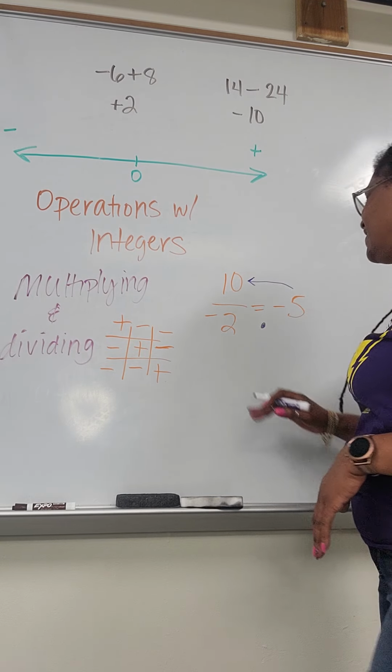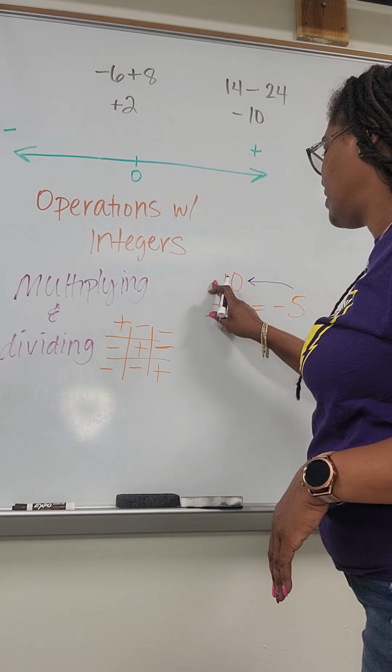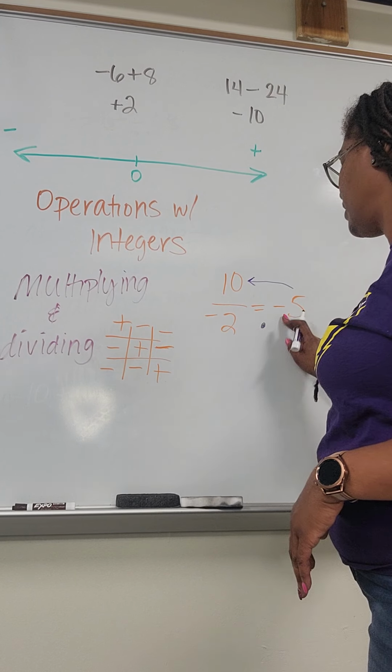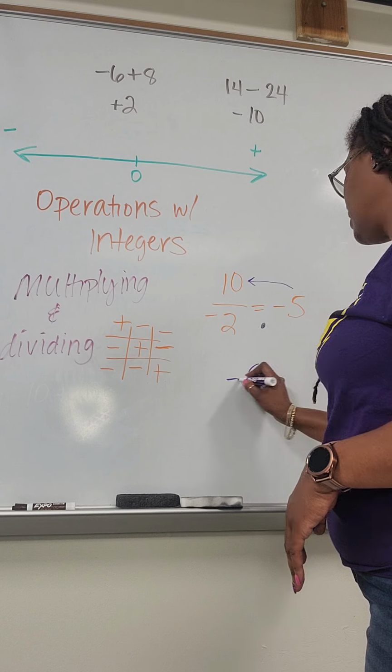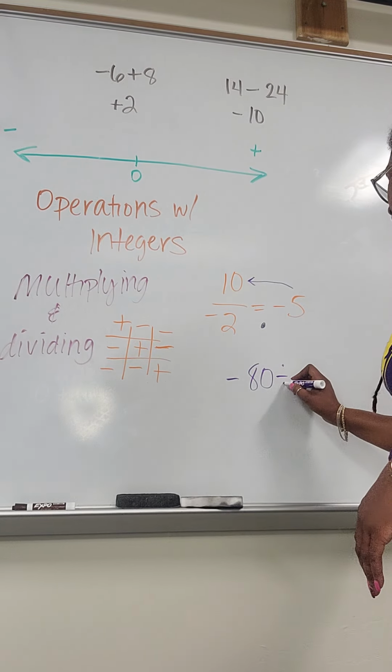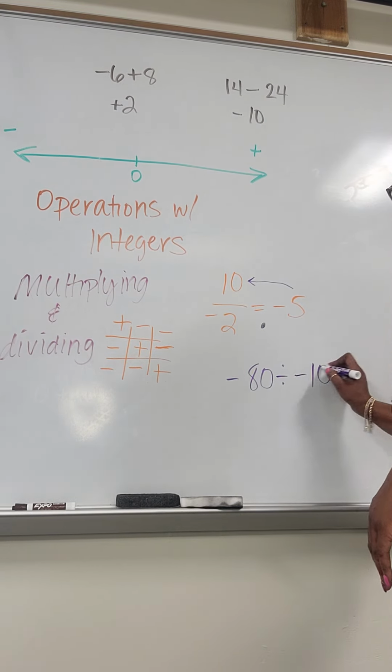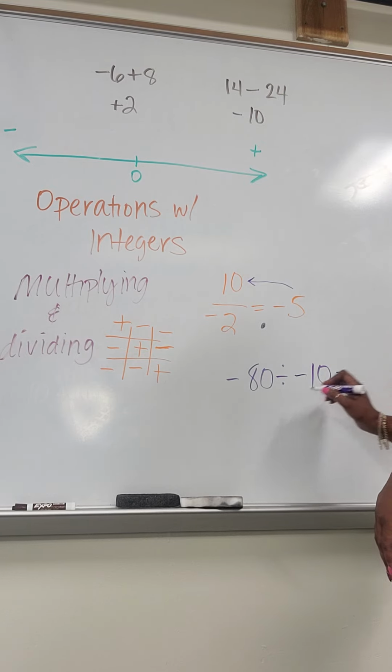So anyway, a positive divided by a negative will be a negative. If I had a negative divided by a negative, my answer is going to be a positive, right?